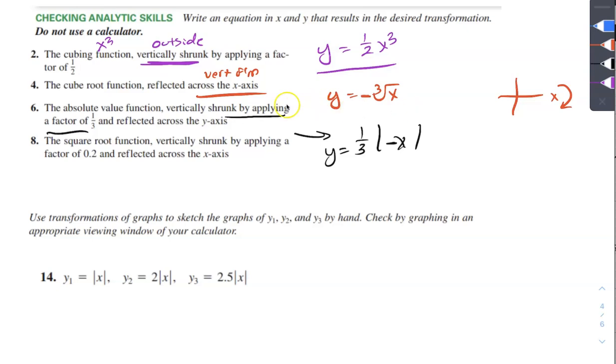And the last one of these, the square root function vertically shrunk by applying a factor of 0.2 and reflected across the x-axis. Remember, reflected across the x-axis, that's when you see the most. That's a vertical flip. So it means we put a negative on the outside. So it's something like this. The square root function looks like that. We'll put a 0.2 on the outside because again, it's vertically shrunk, so on the outside. And then we put a negative on the outside also. So that's what that graph looks like.